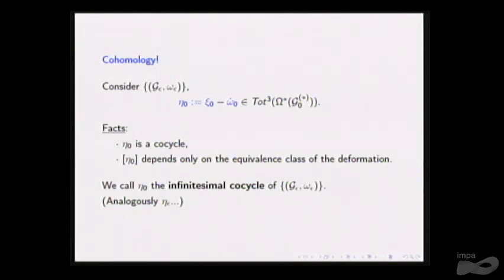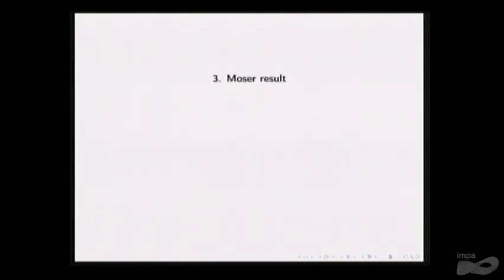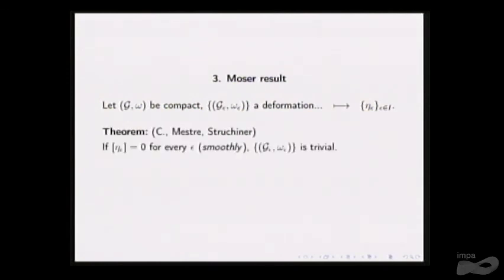And with this, we can establish the first main result of this talk, which is the Moser result in the context of symplectic groupoids. So, assume you have a compact symplectic groupoid, and you take a deformation of it. As I told you previously, we have infinitesimal cocycles associated to this deformation of symplectic groupoids, which is a family eta epsilon. Taking this, the result is this.